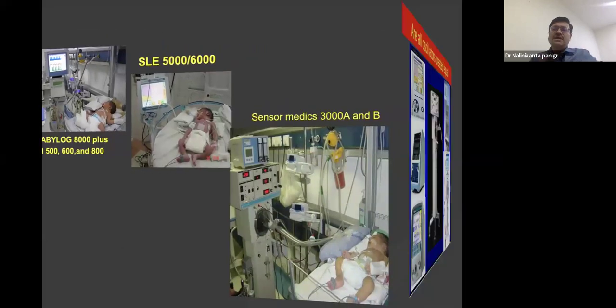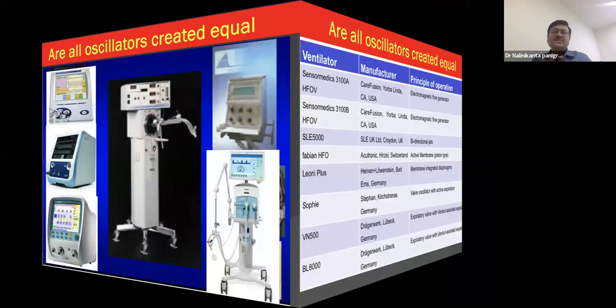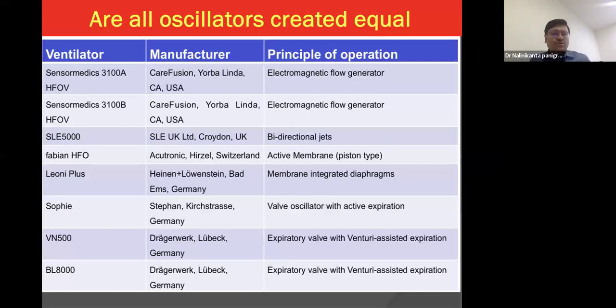And coming now to the machines, we use different machines now. In India, all the varieties of machines are available in HFO, but they are not equal in efficiency and equal in a few of the basic parameters. So whenever we are using a machine, we should go to the manual, we should understand how it works, then probably we can use it in the best way. You can see different principles are there. So I won't go into the different principles of HFO, how it works.